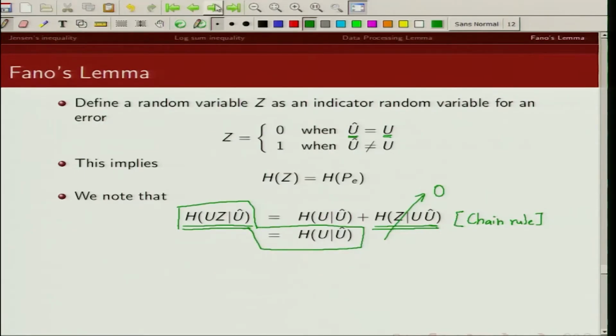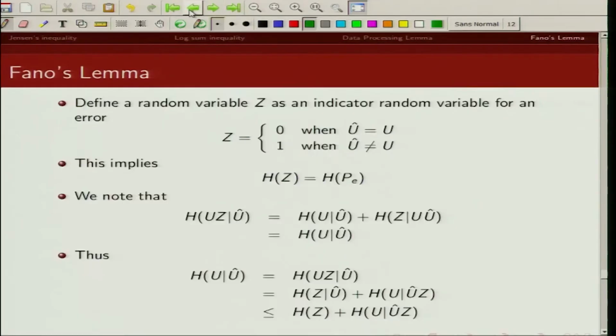Then I can write this term is equal to this. Fine. Now I get this expression from here. Now again I apply the chain rule. So uncertainty in u z given u hat can be written as uncertainty in z given u hat plus uncertainty in u given u hat z.